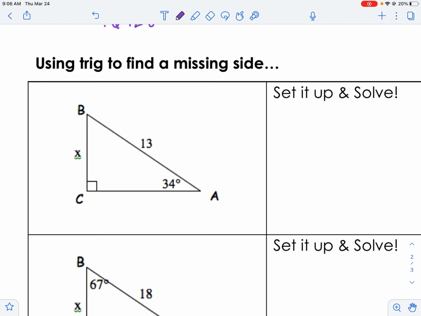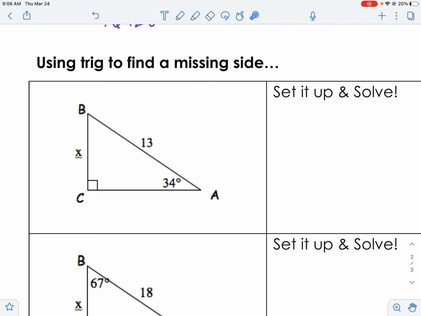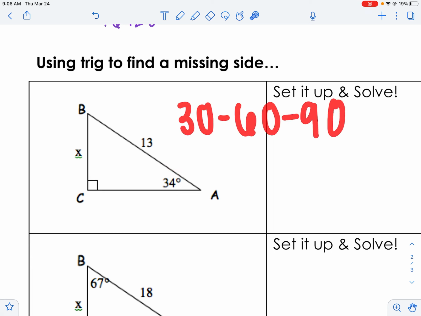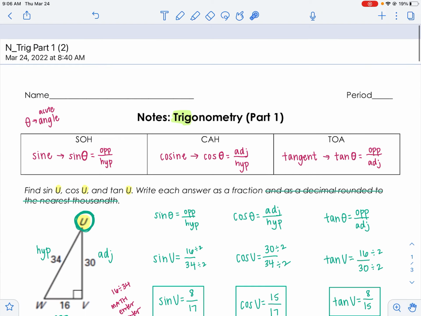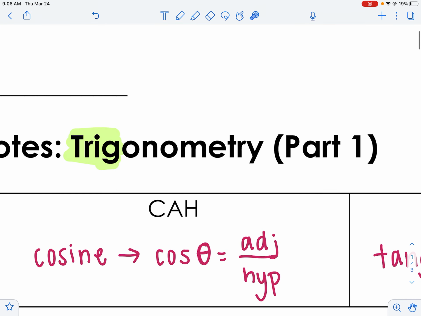So now I'm going to use trig to find a missing side. If we take a look at this problem right here, if I wanted to do Pythagorean theorem, I couldn't because I only know one side. I don't have two sides to do Pythagorean theorem. Now 34 degrees is pretty close to 30, 60, 90, but it's not 30, 60, 90, it's 34. And that's when trig comes into play. So trig is what we use when all else fails.